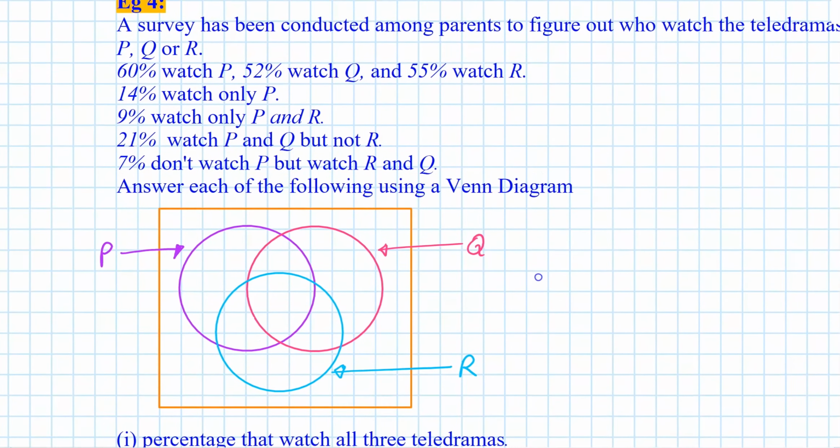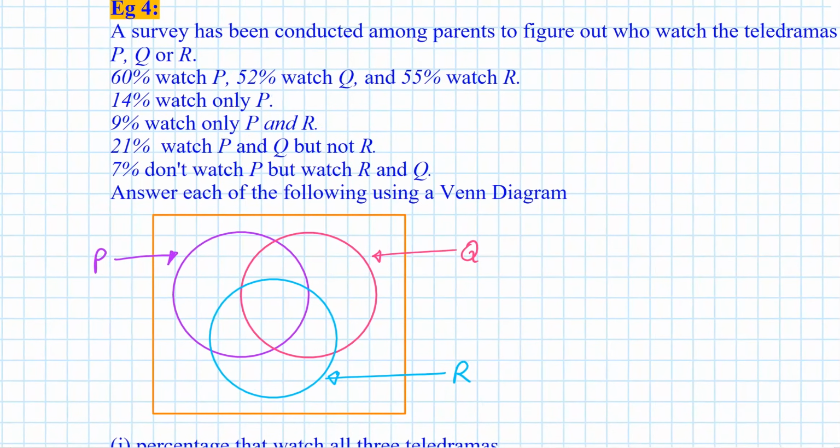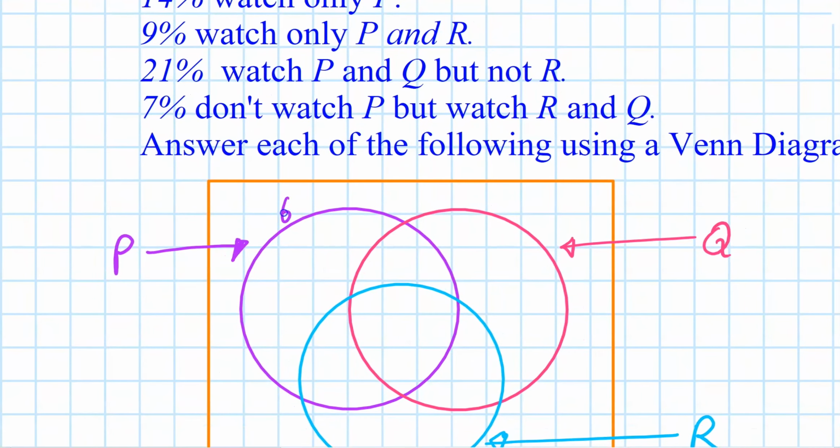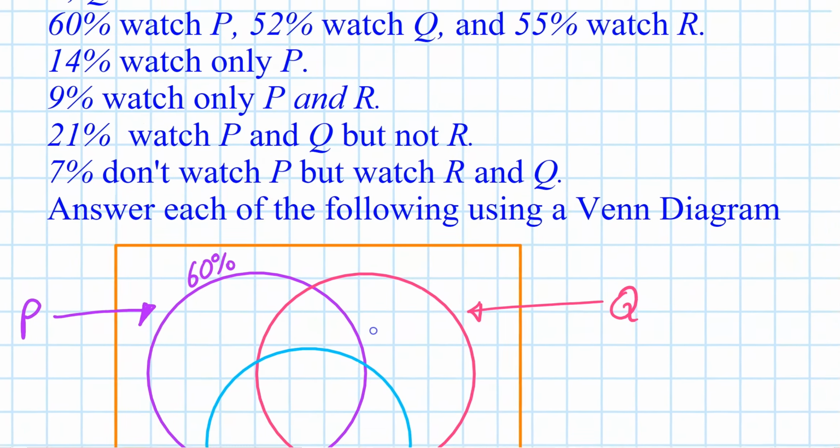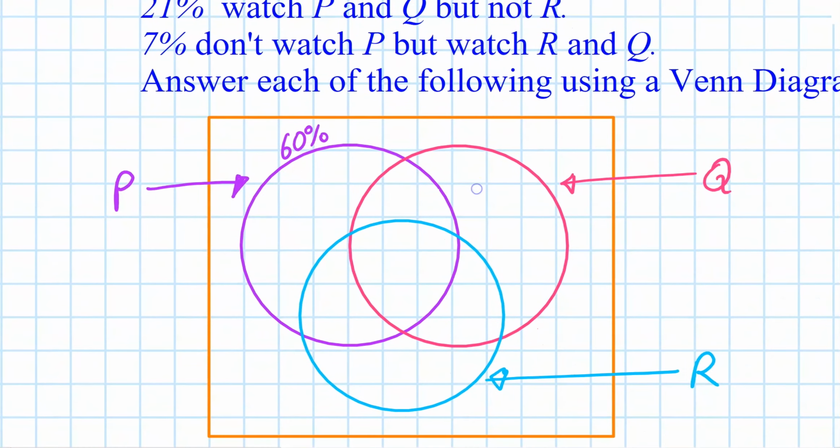Now let's have a look at filling each and every area here. The 60% watch P. Well, 60% is the one on the circle, so the circle should be 60%. That's what P means. And then we can put 52 and 55 respectively onto this. We assume the whole 100% just somewhere in here, and some outside as well. So let's have a look at what the numbers look like.